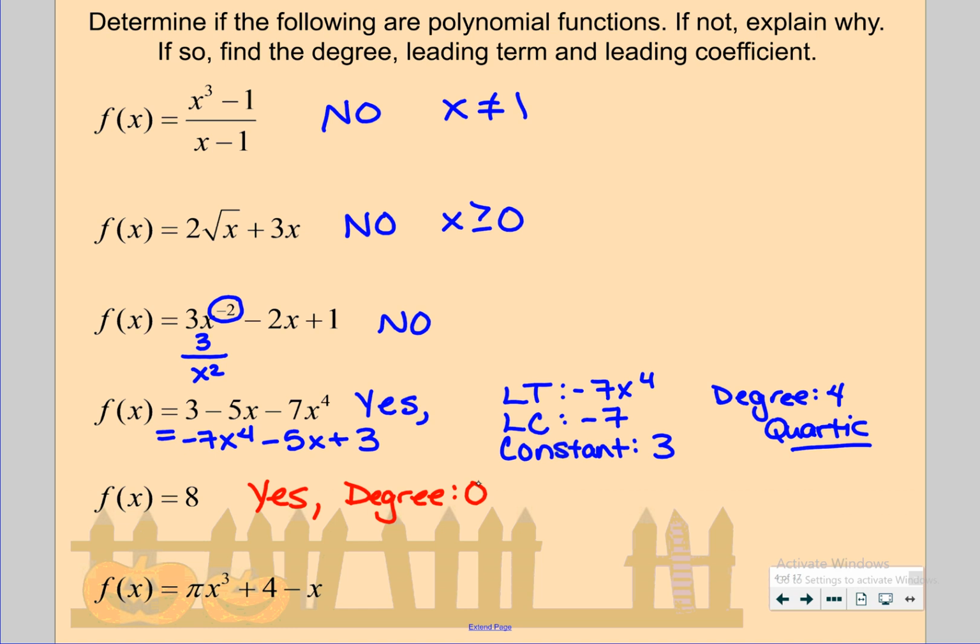Did we have any restrictions with coefficients? Did we talk about that at all? No. The pi looks weird, but it's okay. We're allowed to have whatever number we want in front of the variables. So yes, this is a polynomial.